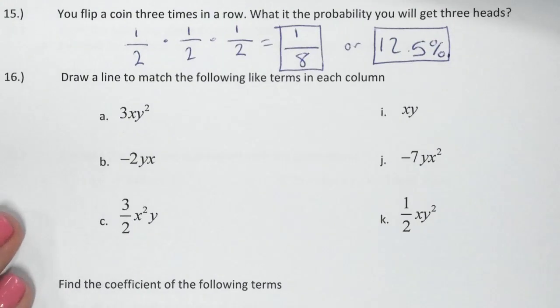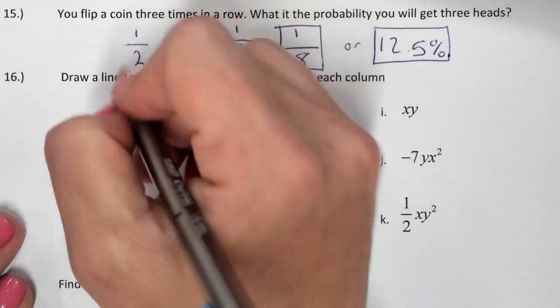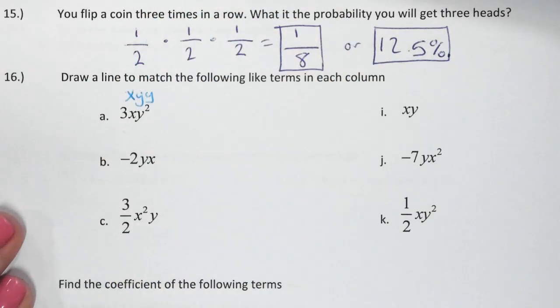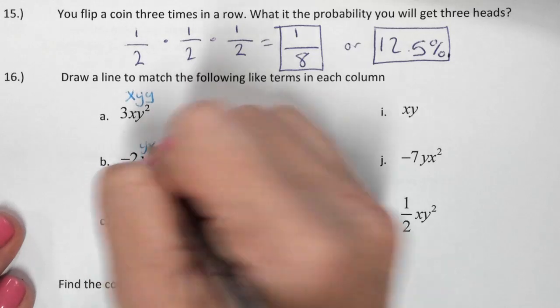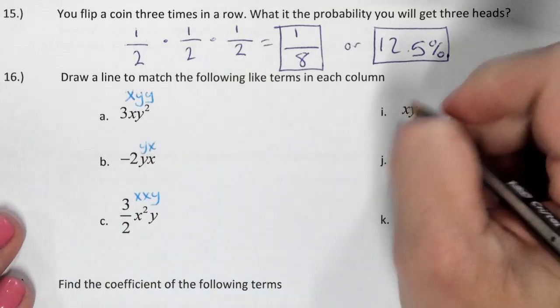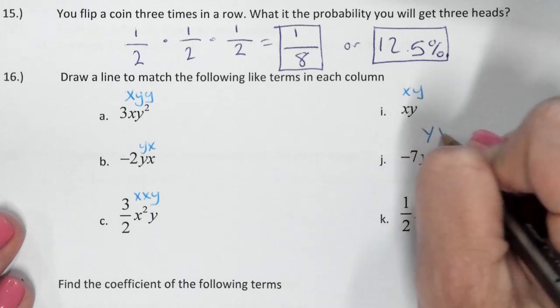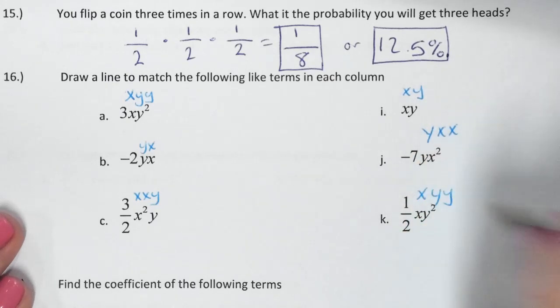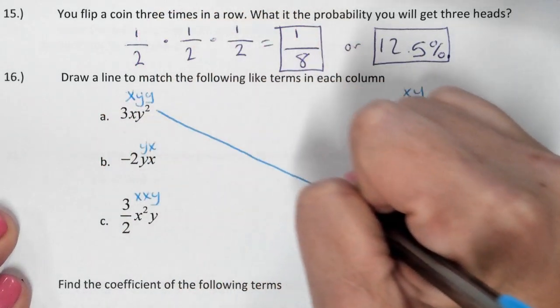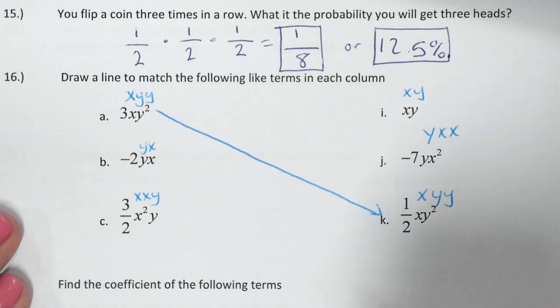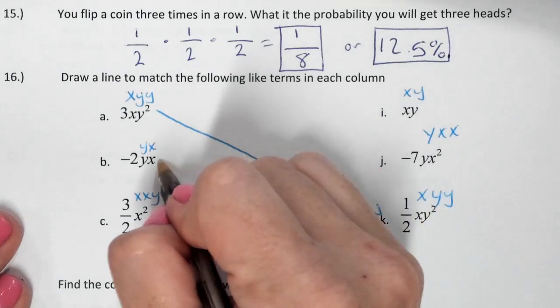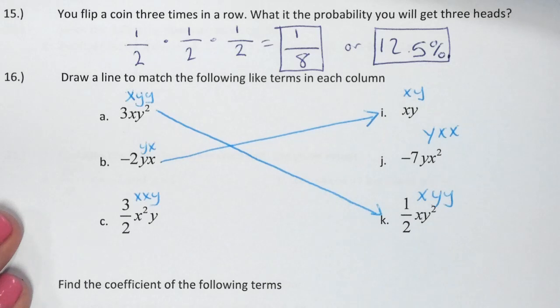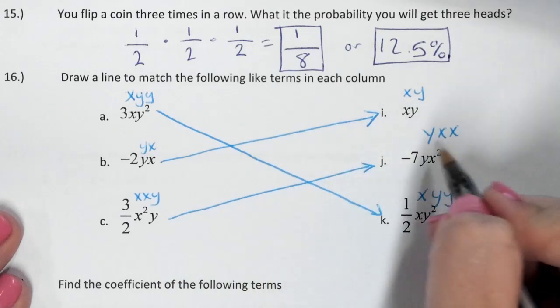Now it says draw a line to match the following like terms in each column. Okay, some people have struggled with this a little bit. So I want you to realize this is xy squared, which means I have x, y, y, because y squared just means y twice. This is yx, this is xxy, so xy, yxx, xyy. So I know I need an x and 2 y's. X and 2 y's, so A goes to K. Yx, xy, same thing, just different order, which is fine. B goes to I, therefore C, 2 x's and a y, 2 x's and a y.